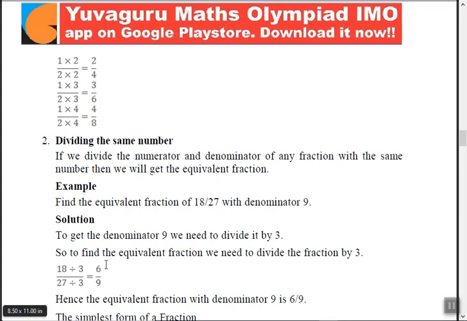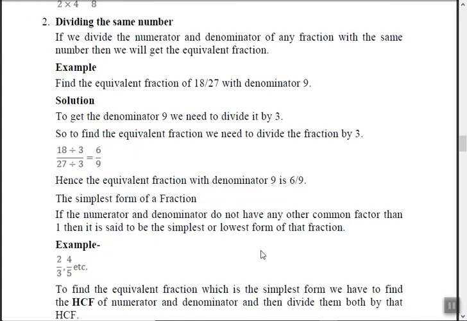3 twos are 6, 3 threes are 9. 9 twos are 18, 9 threes are 27. You can divide it by 9 also, so it becomes 2 upon 3 only. Logically, either dividing or multiplying by the same number, it will give you an equivalent fraction.